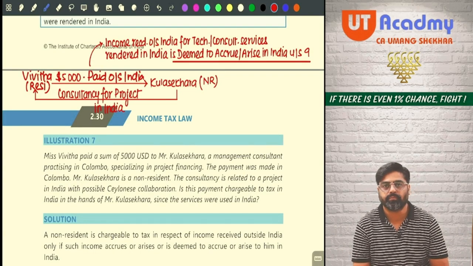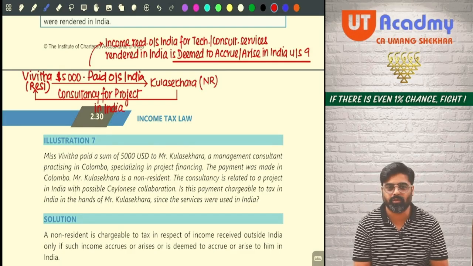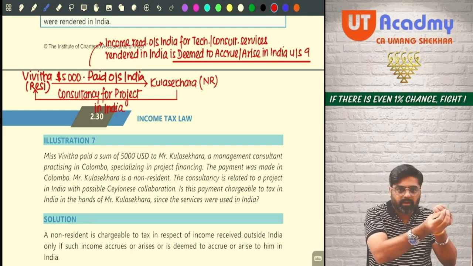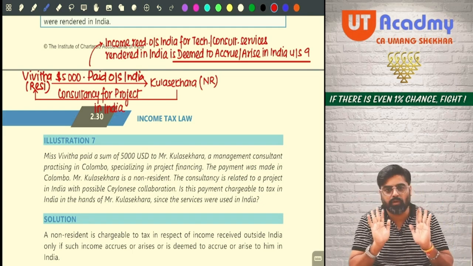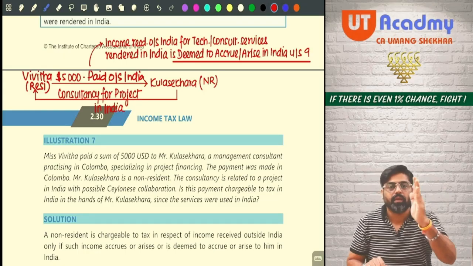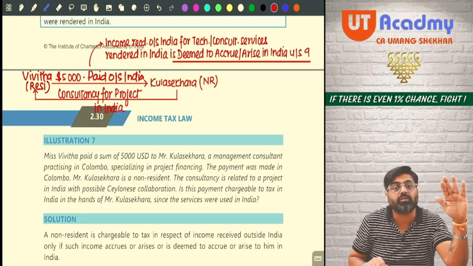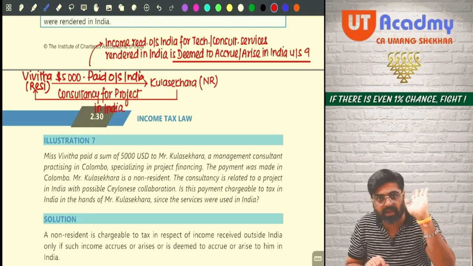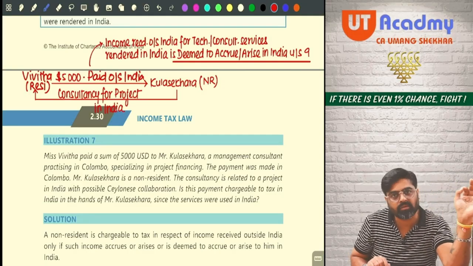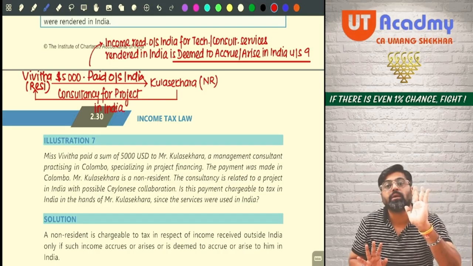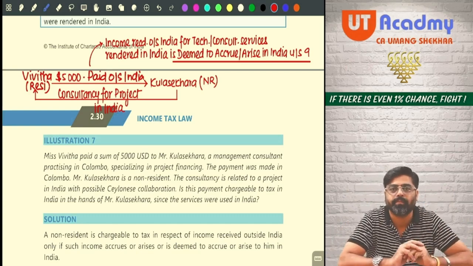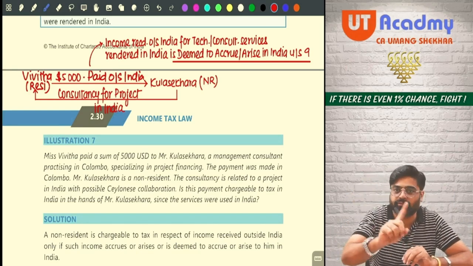Done, everyone? How was this question? Easy, no? In the exam, if you make this diagram and write a small note below it, what note are you supposed to write? Since the income of $5,000 received by Kulasekara, being a non-resident, outside India is covered by section 9, this income will be taxable for Mr. Kulasekara, or to be included in his total income in India. That's it, full stop. That will be sufficient. You will get full marks.